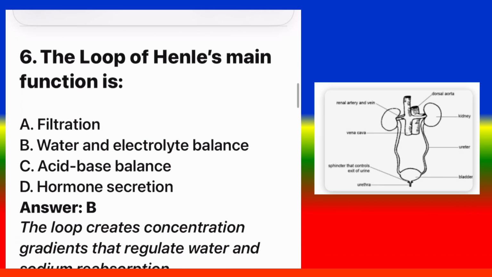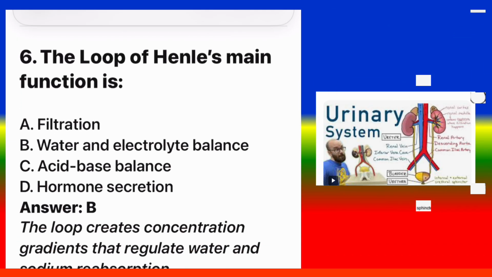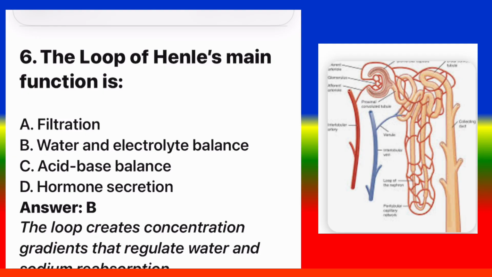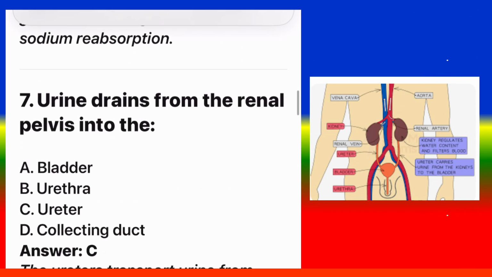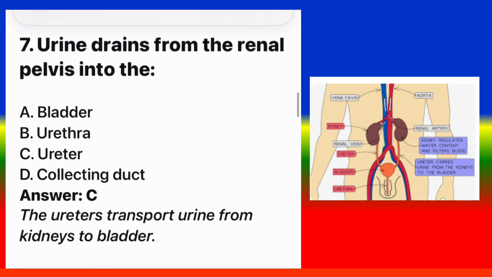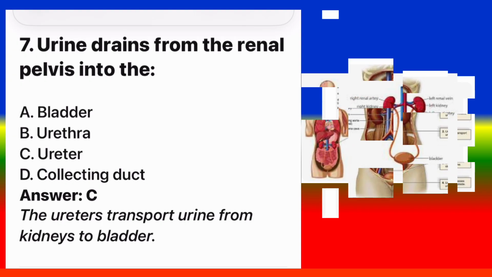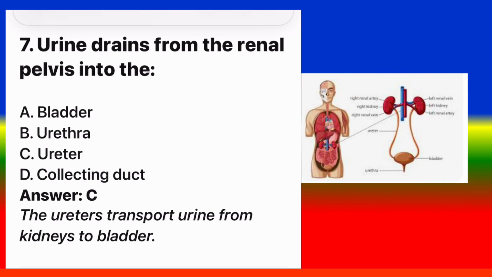6. The loop of Henle's main function is A. Filtration. B. Water and electrolyte balance. C. Acid-base balance. D. Hormone secretion. Answer B. The loop creates concentration gradients that regulate water and sodium reabsorption. 7. Urine drains from the renal pelvis into the A. Bladder. B. Urethra. C. Ureter. D. Collecting duct. Answer C. The ureters transport urine from kidneys to bladder.